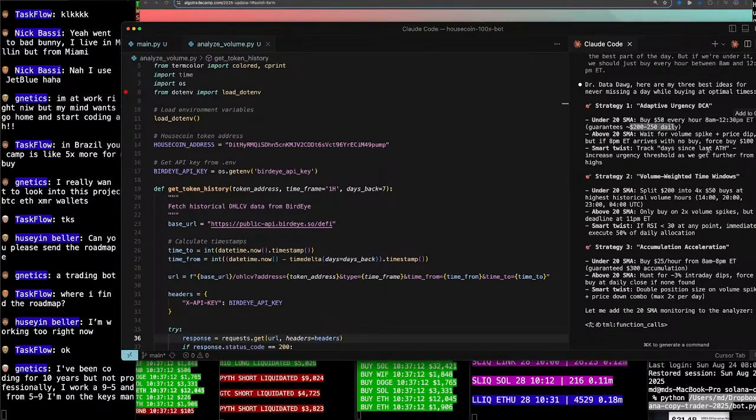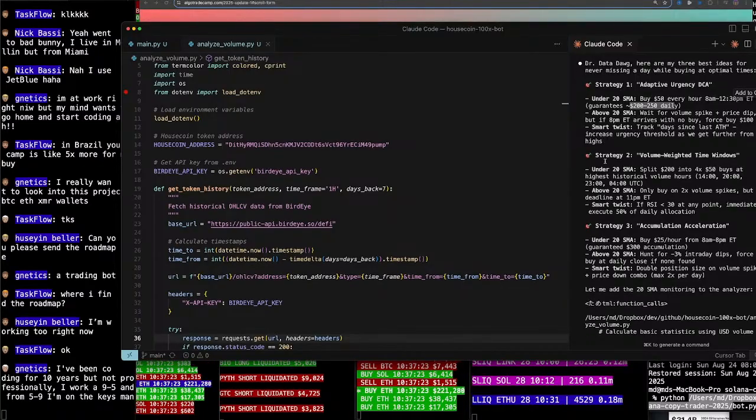You guys are all working right now? He said, I've been coding for 10 years, but not professionally. I work a 9 to 5. Okay. I'm on the keys, man, from 5 to 9. He on the keys, man.